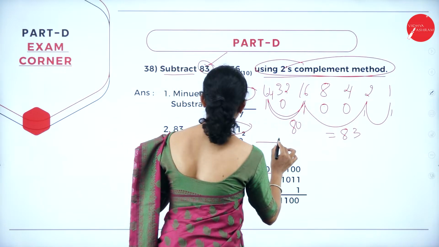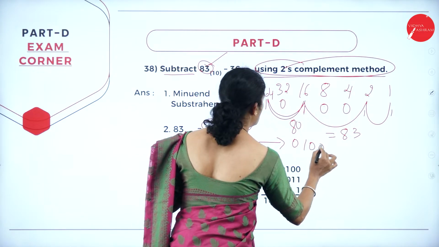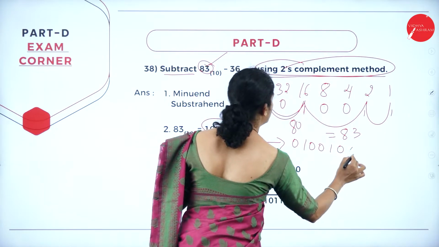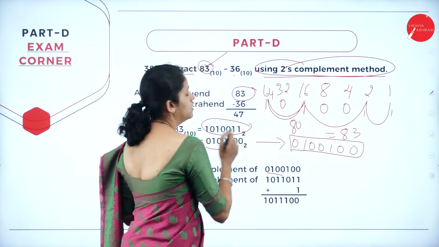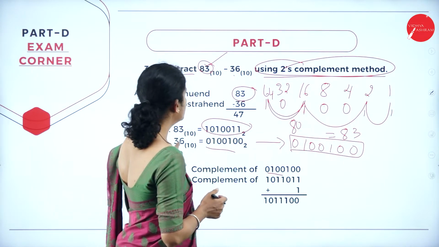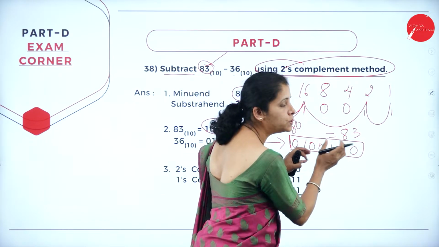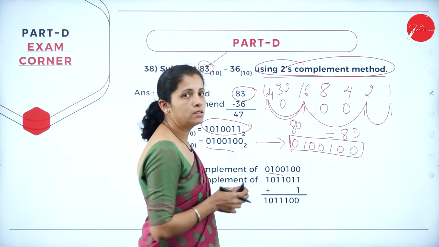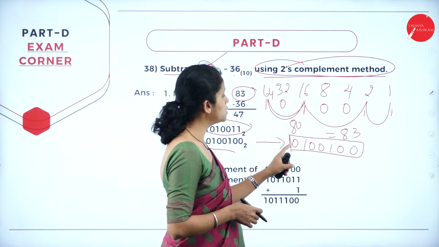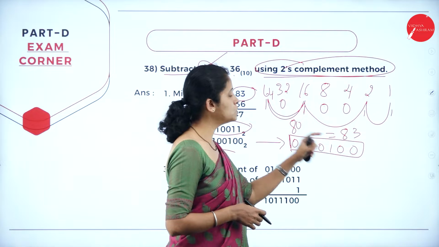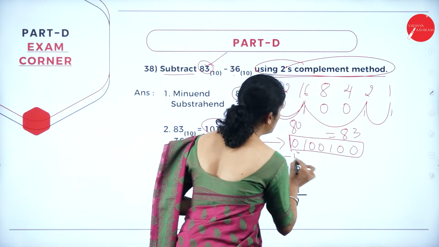So here I'm having 0, 1, 0, 0, 1, 0 and 0. So this is the actual negative number, that is minus 36. Now this is the actual 36 number. That means the 36 is represented in the form of 0, 1, 0, 0, 1, 0, 0. Now what I want to do, I want to take the ones complement.